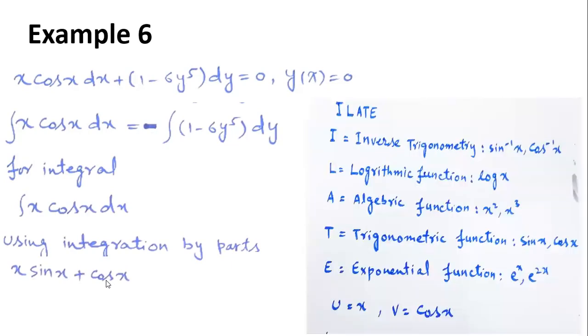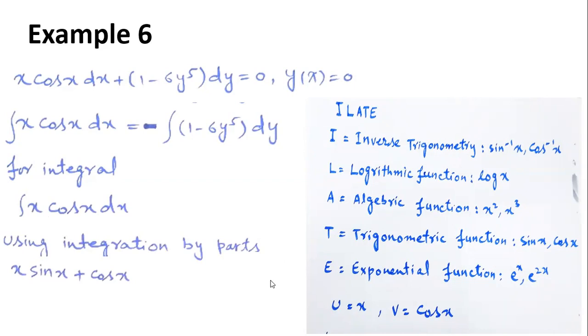And if we want to verify, we have a very straightforward method. We use this relation ILATE. Here I stands for inverse trigonometric functions, for example, sine inverse x or cos inverse x. L stands for logarithmic functions. A stands for algebraic functions, for example, x square or x cube. T stands for trigonometric functions that are again sin x or cos x. And finally, we have E. It stands for exponential functions, for example, e power x or e power 2x. So this is the order in which we select the first function and the second function.